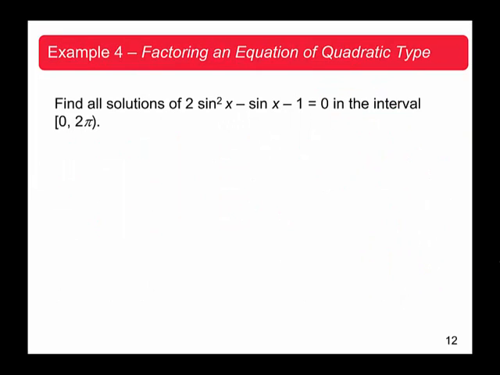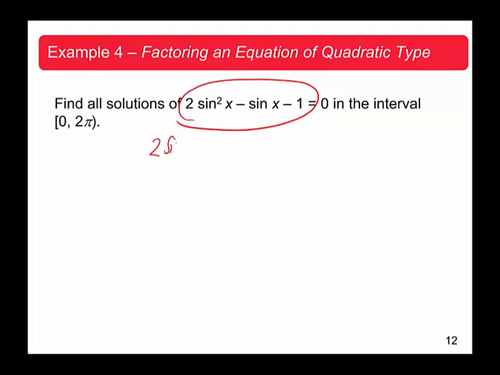Now let's take a look at the one we just went over. Similarly, we're assuming 2 sine x squared minus sine x minus 1 equals 0, and you want to find all solutions within the first cycle. 0 to 2 pi is the first cycle. So first of all, factor this.